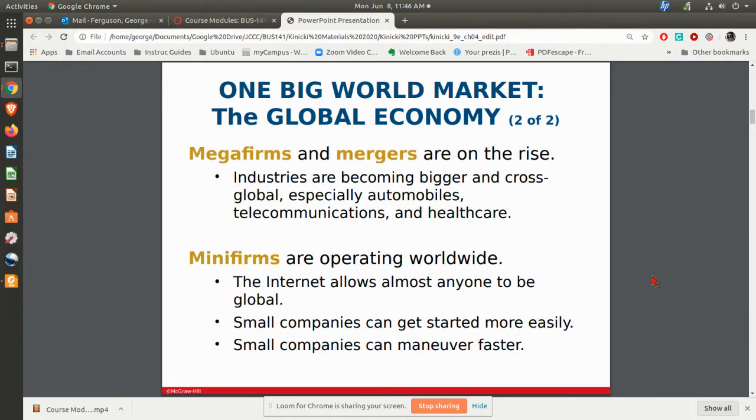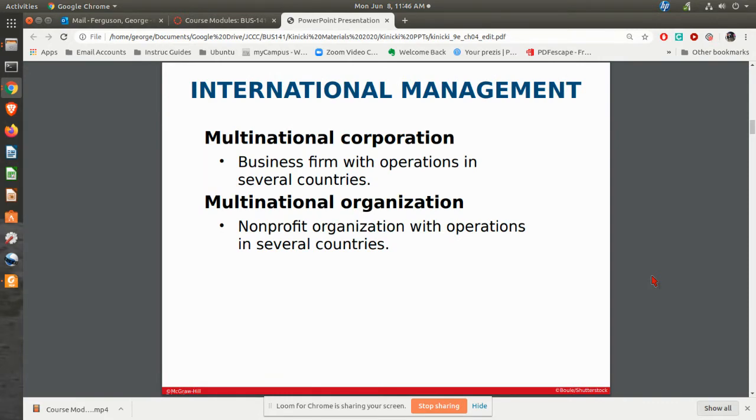There's a lot of mergers and things that are going on across country lines. For example, Budweiser, the king of beers, produced by Anheuser-Busch, is actually owned now by AB InBev out of Belgium. Chrysler Automotive is actually owned primarily by the Italian firm Fiat. It's now Fiat Chrysler. So there's a lot of mergers and acquisitions that are going on overseas and here in the United States. You have multinational corporations and organizations.